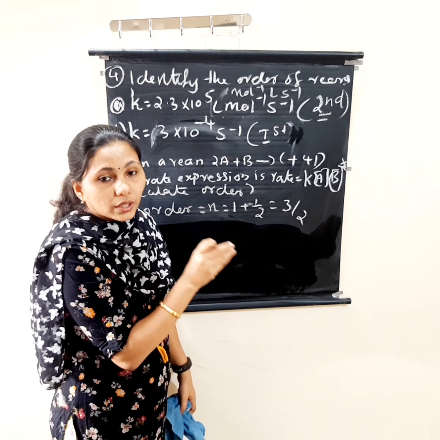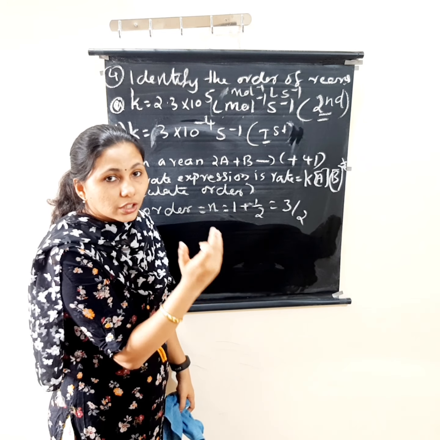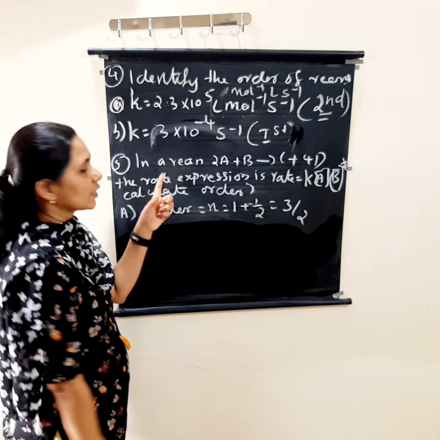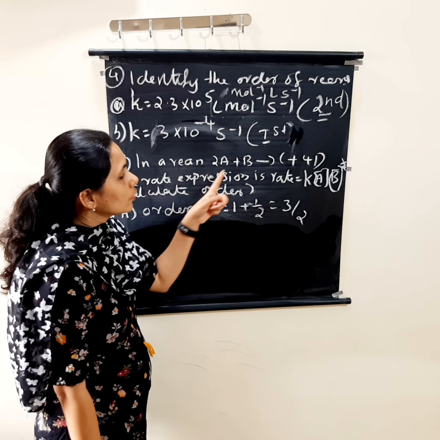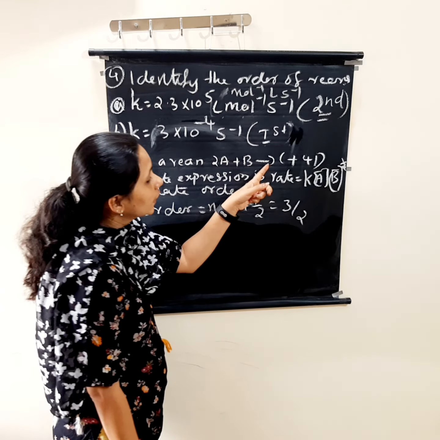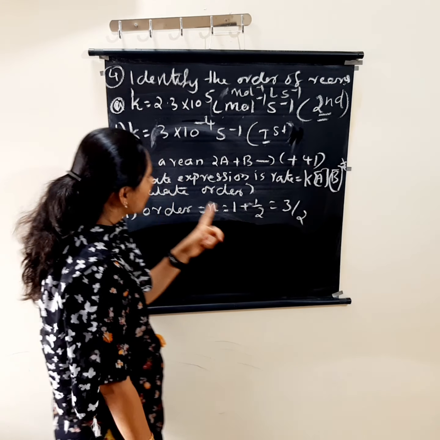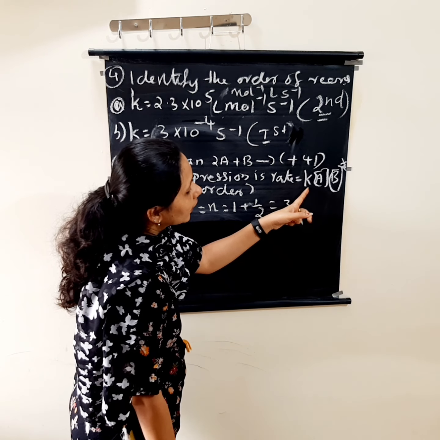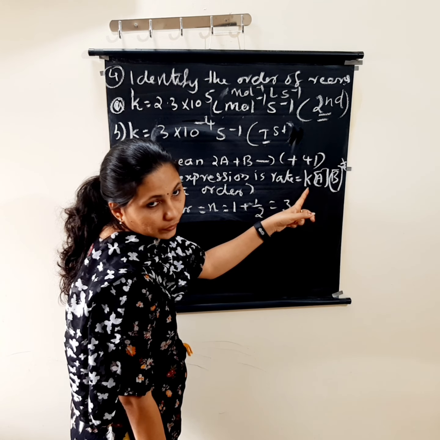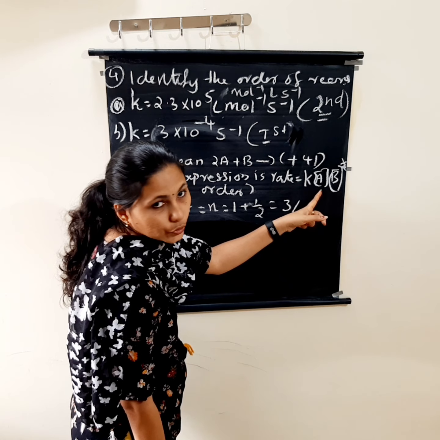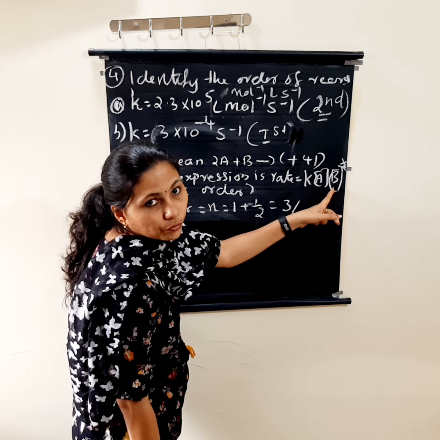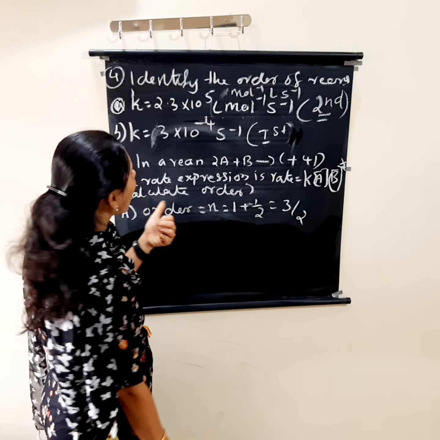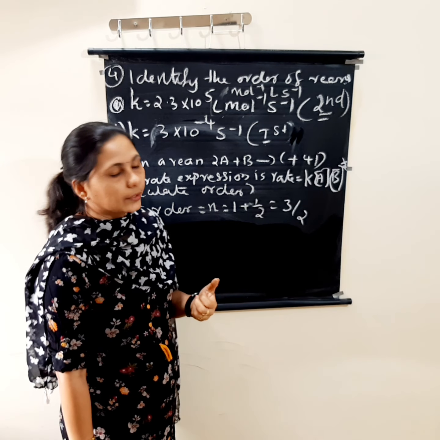Depending upon that, you can predict whether it is a first order, zero order, or second order reaction. Clear this one? Then next problem. In a reaction, 2A plus B gives C plus 4D. The rate expression is rate equal to K into concentration of A into concentration of B raised to 1 by 2, where K is the rate constant or velocity constant. Calculate the order of the reaction.